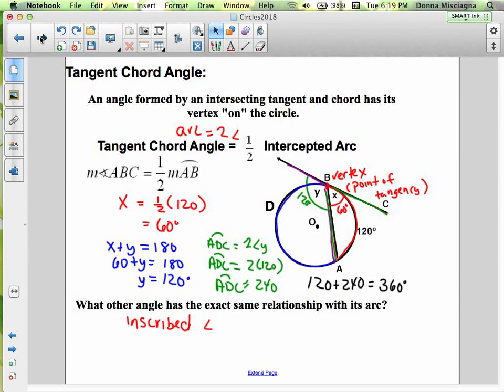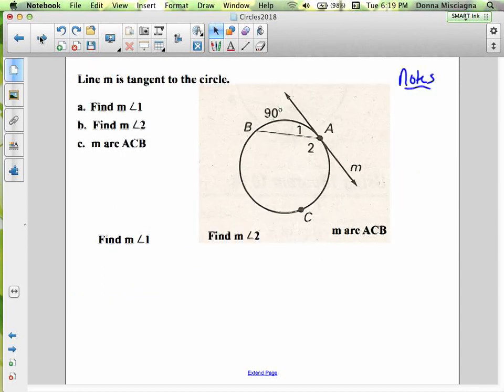And I just have a few problems. Besides this problem, there's only one other in your notes, and it's one of the easier ones. I should have put one of the harder ones in your notes. So this is the one in your notes.